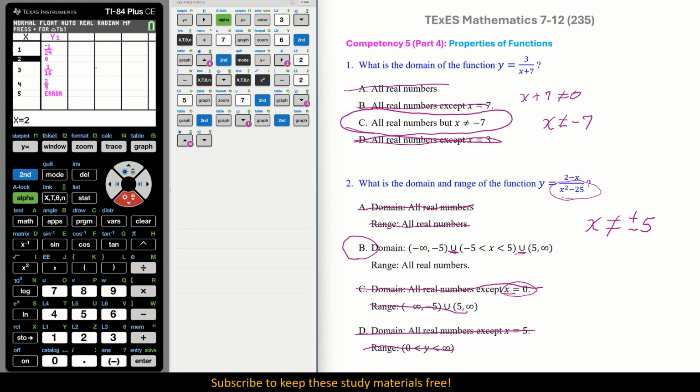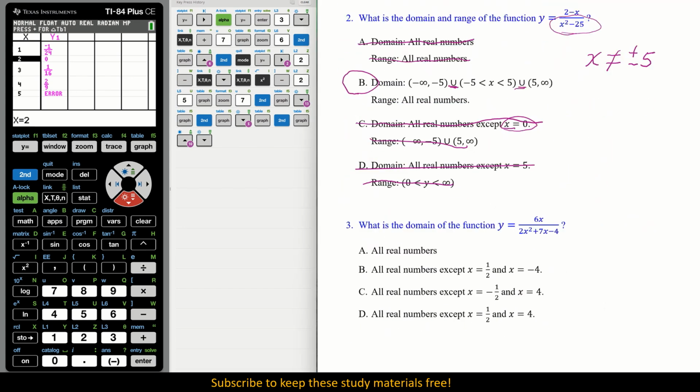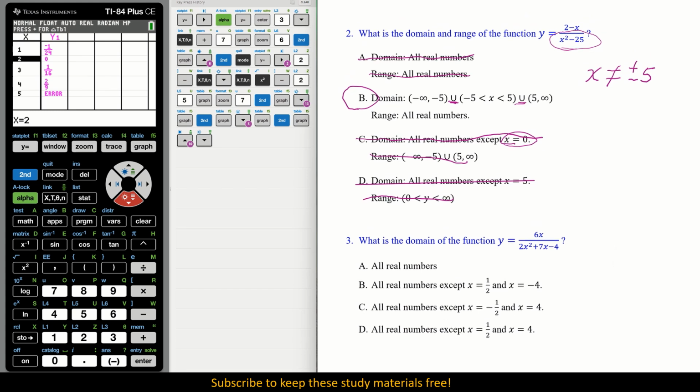Okay, so that verifies that 0 is also included. Everything is included as far as the range. Okay, let's look at number 3. What is the domain of the function y equals 6x over 2x squared plus 7x minus 4?